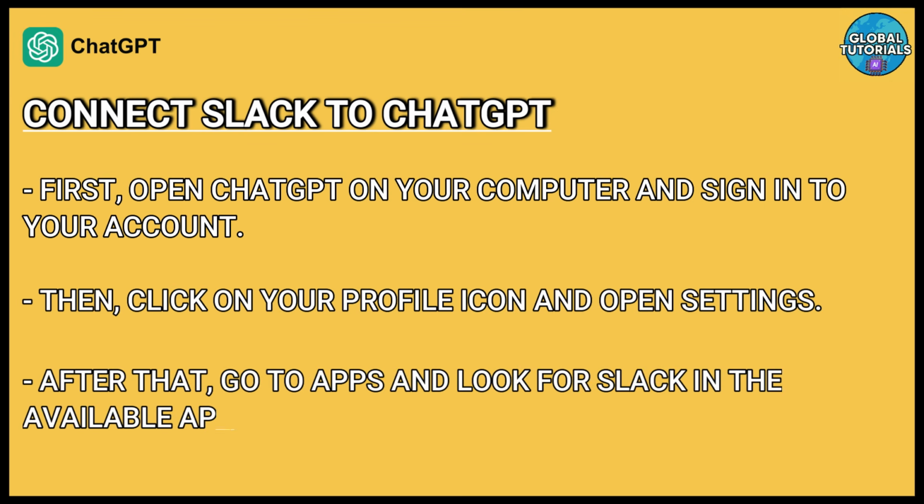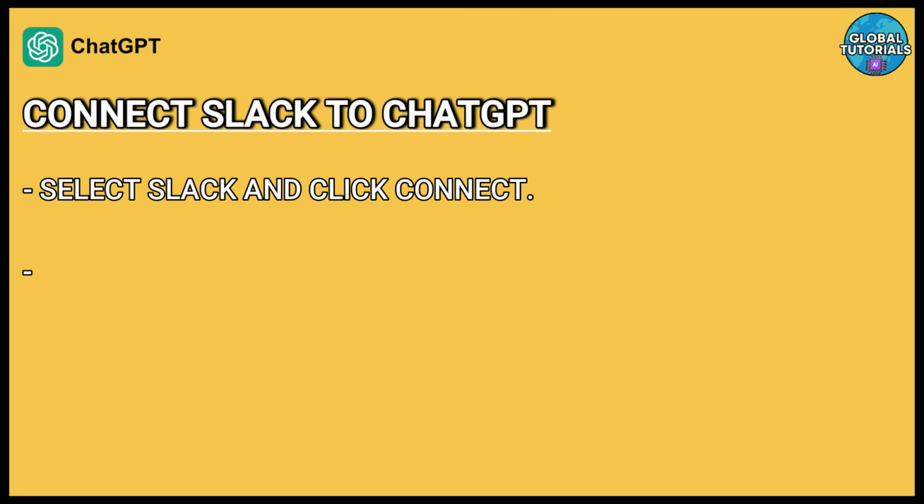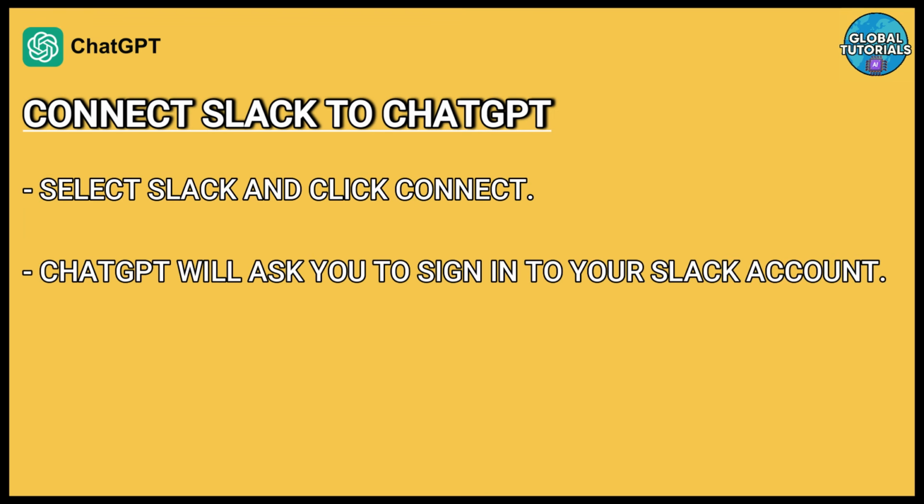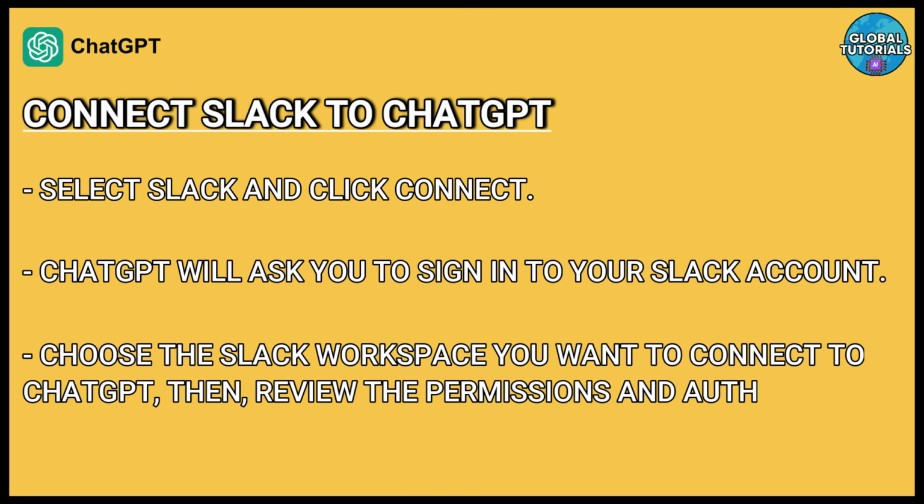After that, go to Apps and look for Slack in the available apps. Select Slack and click Connect. ChatGPT will ask you to sign in to your Slack account. Choose the Slack workspace you want to connect to ChatGPT, then review the permissions and authorize the connection.